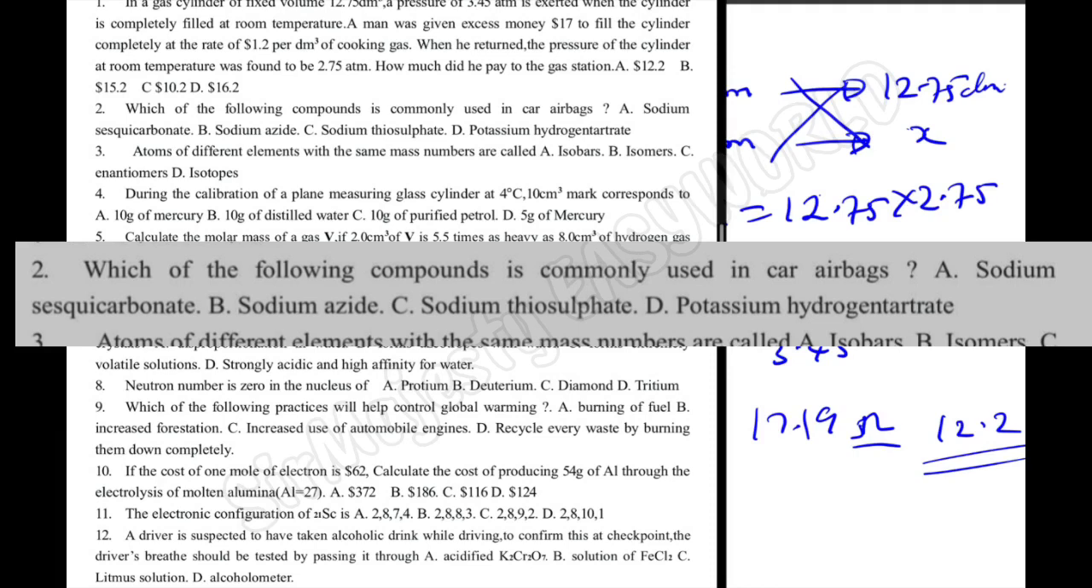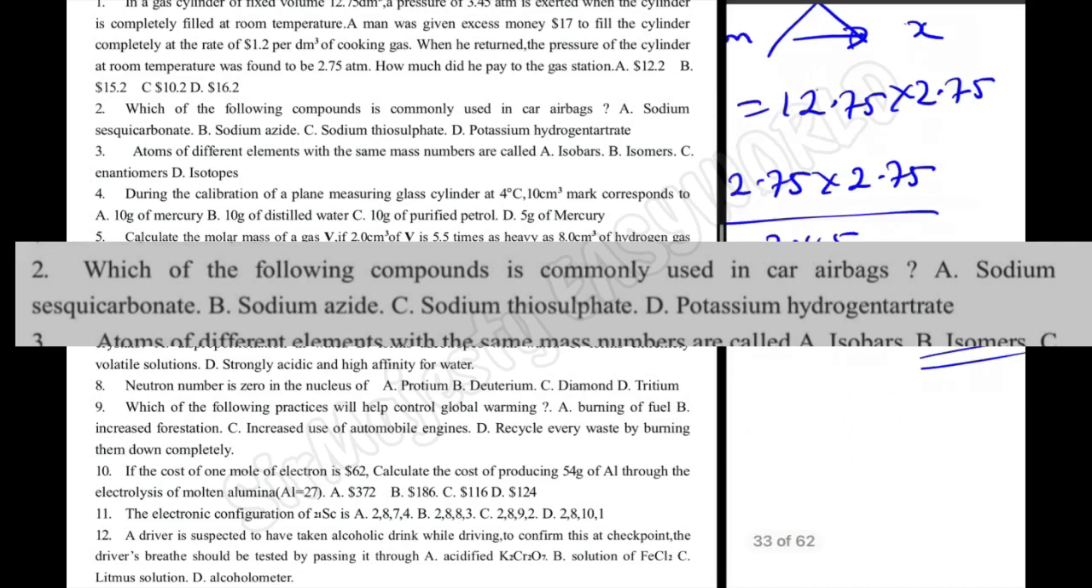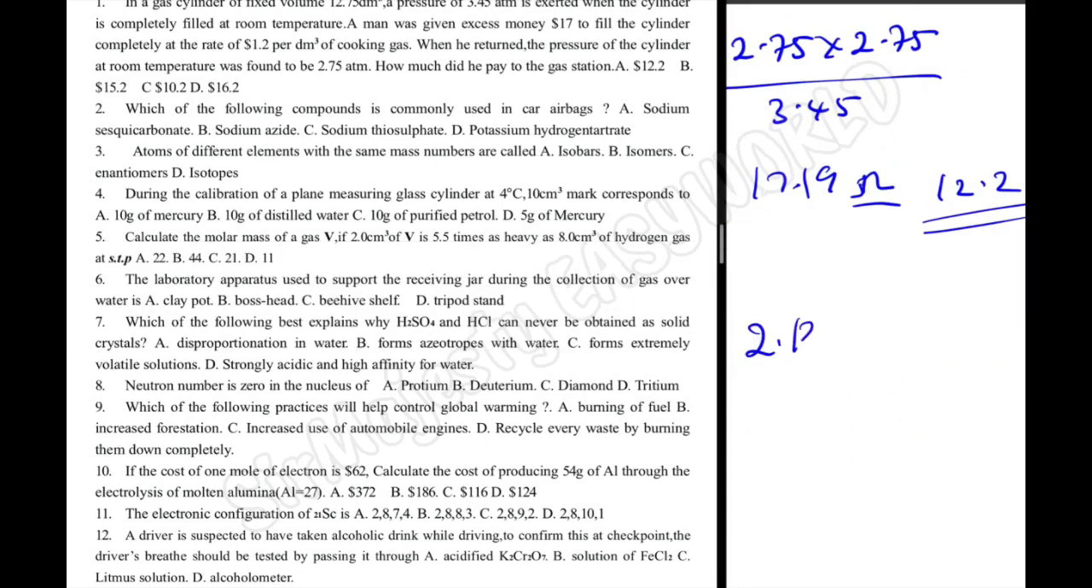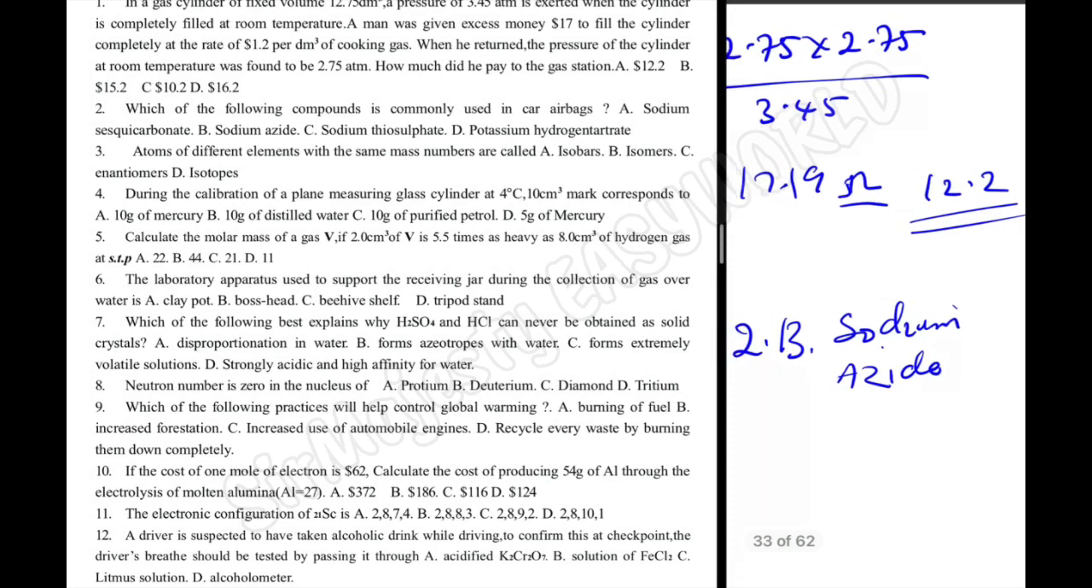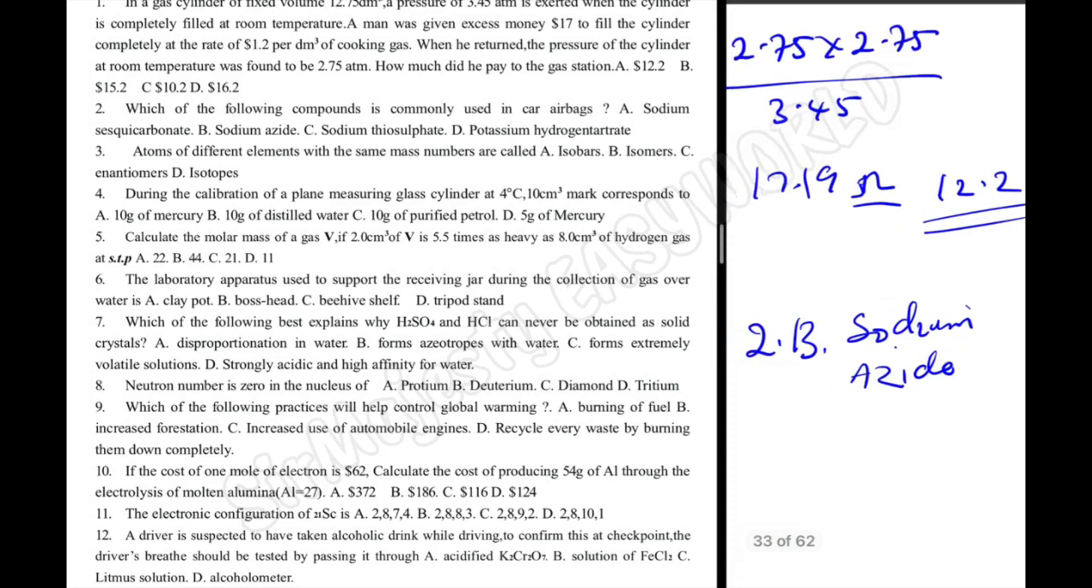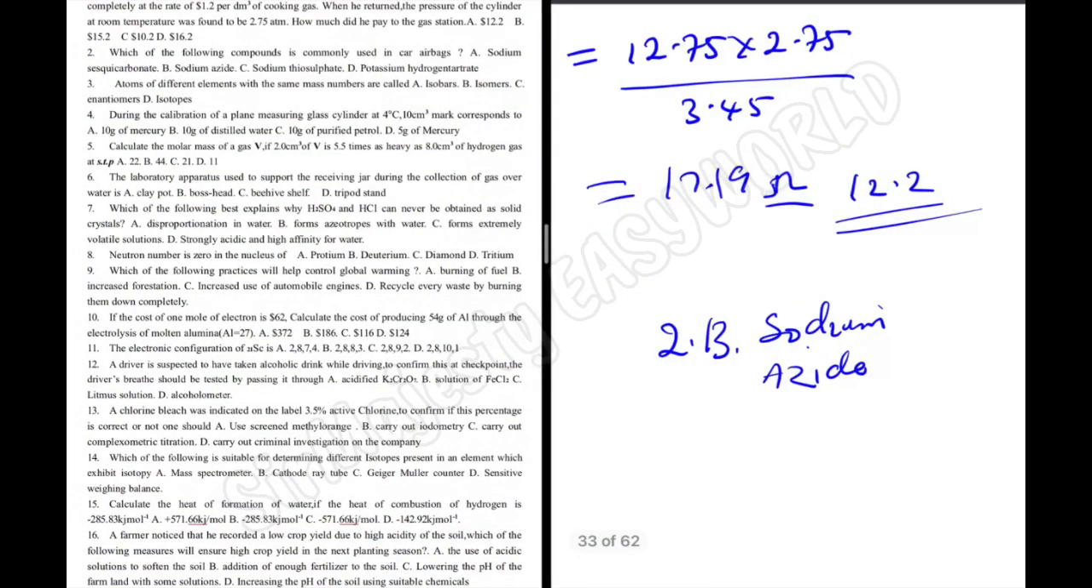So the answer to this question is option B, sodium azide. That's sodium trinitride. Sodium azide is sensitive to shock. When there is a car crash, it triggers it to detonate, releasing sodium metal and nitrogen gas, as you can see in this equation, though it is sensitive to hard shock.